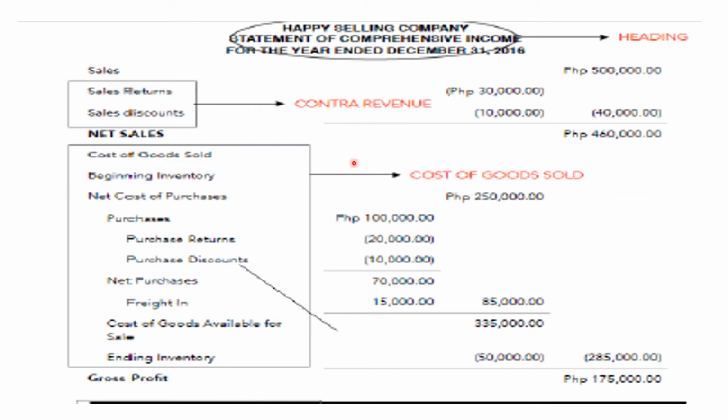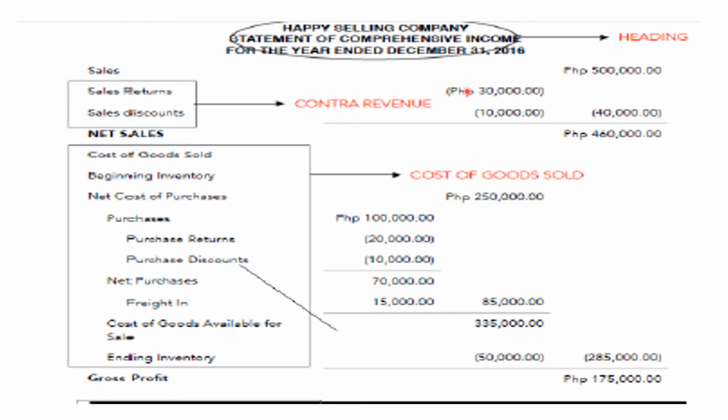This is a sample of the multi-step SCI. We have here the heading. The heading includes the name of the company and the type of the statement, which is the statement of comprehensive income, and the period coverage. So it is for the year ended December 31, 2018. We have here the sales. The sales is the total amount of revenue that the company was able to generate from selling the product. So the total sales here is 500,000.